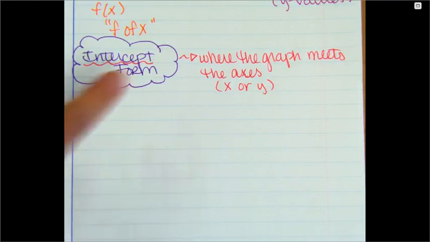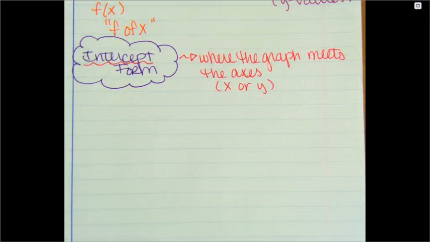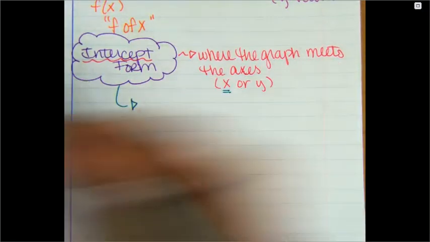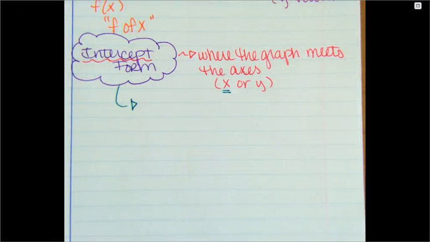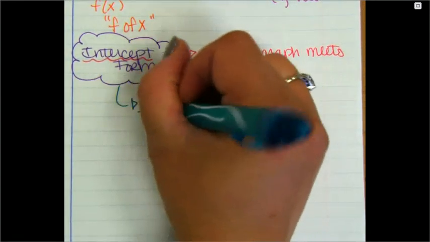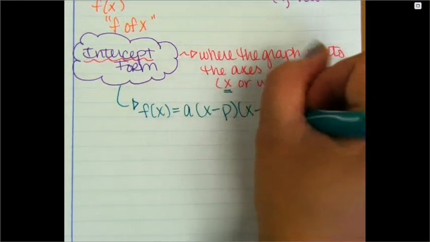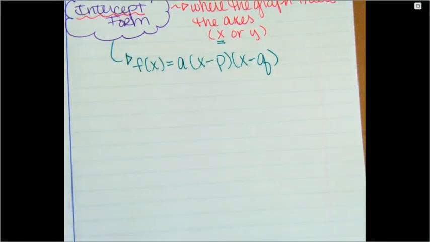Now, intercept form, we're actually going to write out intercept form. Intercept form is in terms of x. What does that mean? It looks like this. F of x equals a times x minus p times x minus q. Have you seen something like that? You actually have.